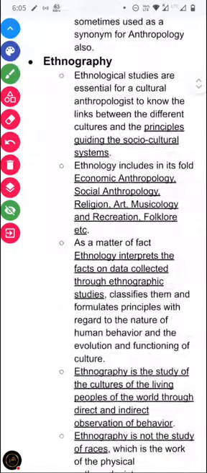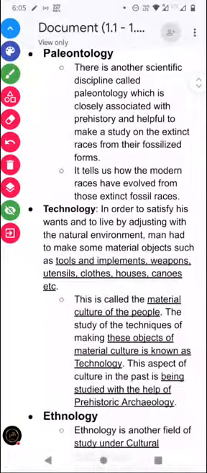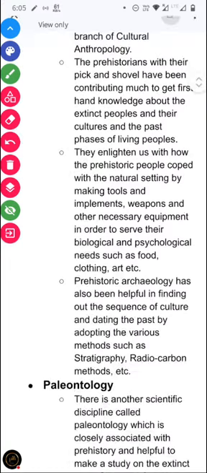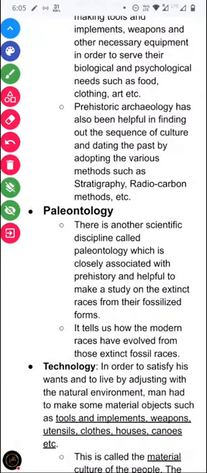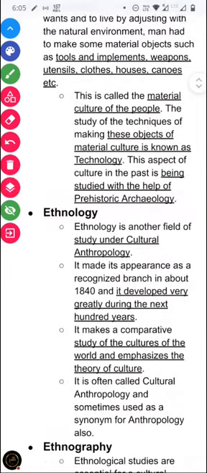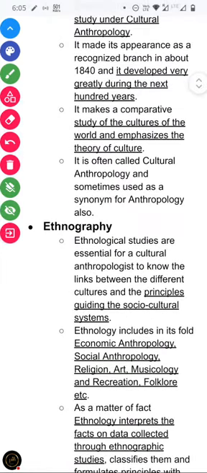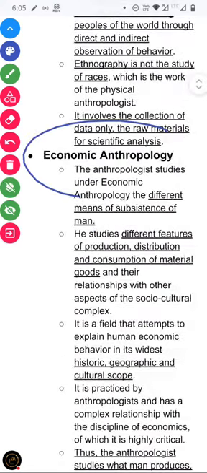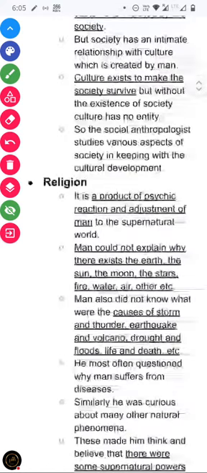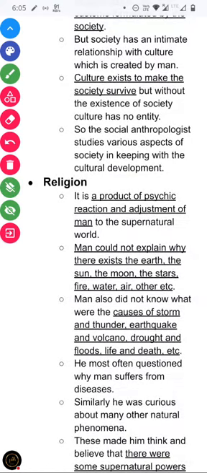In the field of cultural anthropology, that is from prehistoric archaeology and paleontology. What is paleontology? You can read. And the scope of cultural anthropology includes technology and ethnology, that is given here, and ethnography. Economic anthropology is also a cultural anthropology, and social anthropology. These are the questions which were asked in previous year questions.